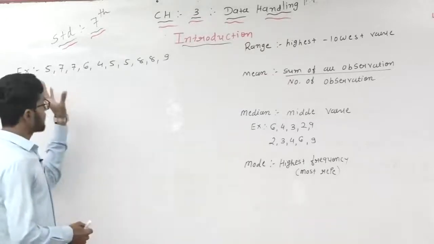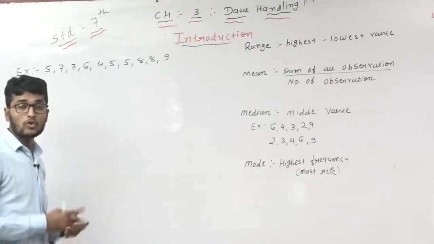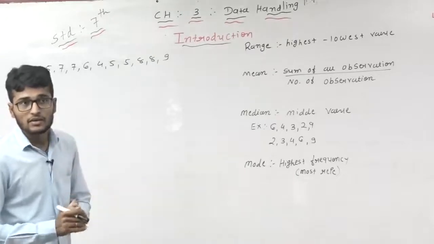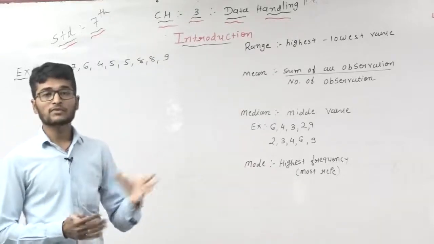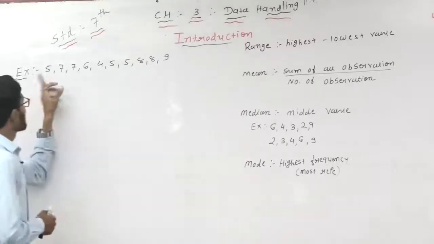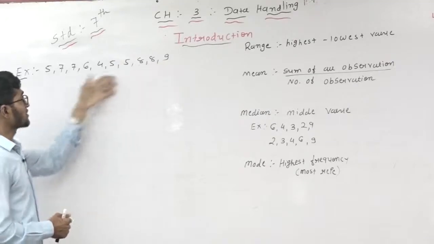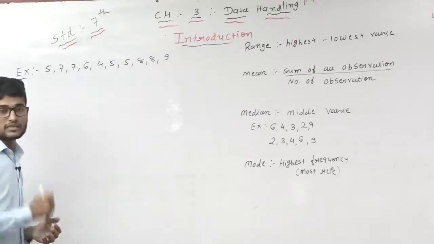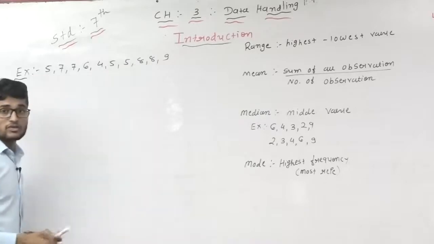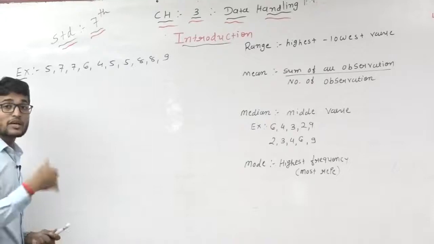So first of all, our first method is the tabular method. What do you mean by tabular method? Suppose a class has a 10-marks test for 10 different students. Given here are 5, 7, 7, 6, 4, 5, 5, 8, 8 and 9. These are the marks in one subject out of 10, for a total of 10 students. Now this data is to be represented by the tabular method.